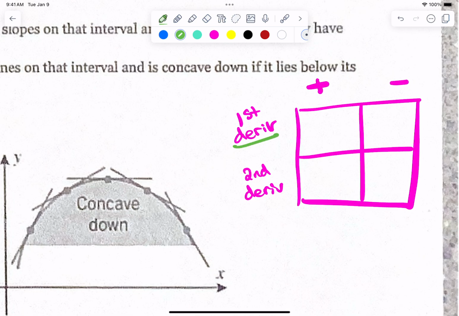If your first derivative is positive, it's increasing. If your first derivative is negative, it's decreasing. If your second derivative is positive, it's concave up. If your second derivative is negative, it's concave down. That's what these things tell you.